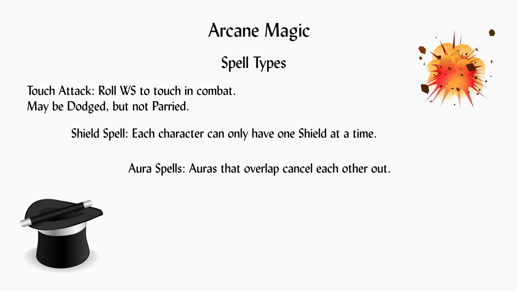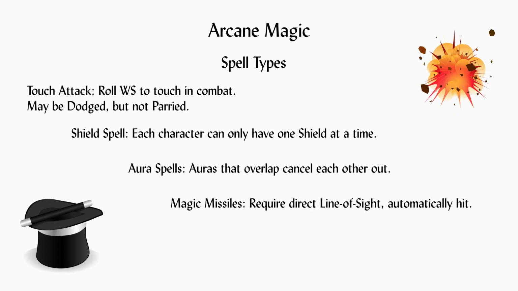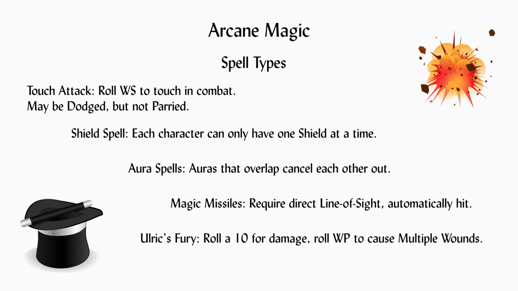Certain spells cast as magic missiles. Magic missiles require direct line of sight to cast, and hit their targets automatically. If the hit location is important, it's determined by reversing the numbers on the casting roll, just like normal combat. Spells can also trigger Ulrich's Fury if you roll a 10 for damage. Make a willpower test, and if you succeed, apply multiple wounds as normal.